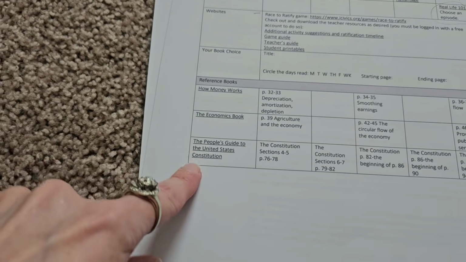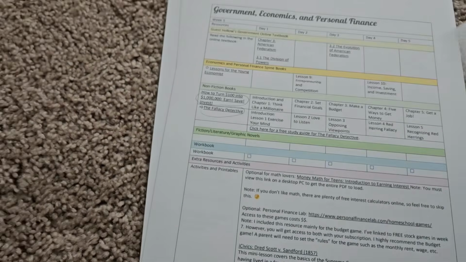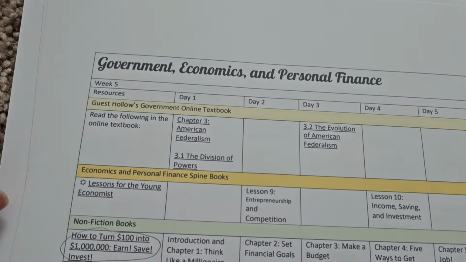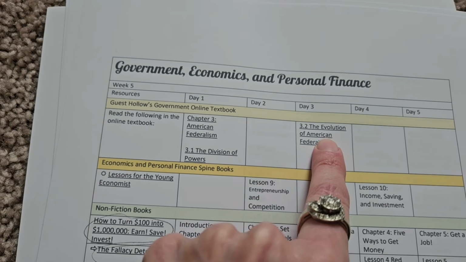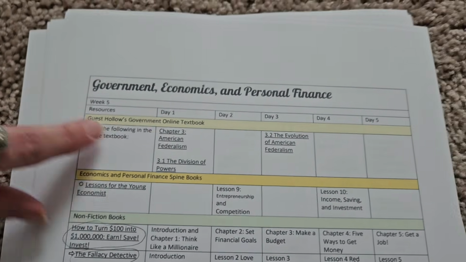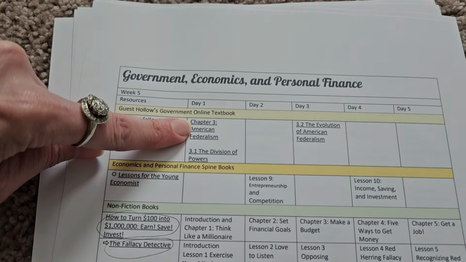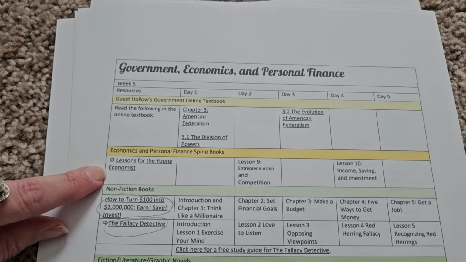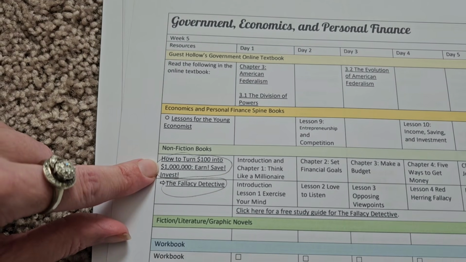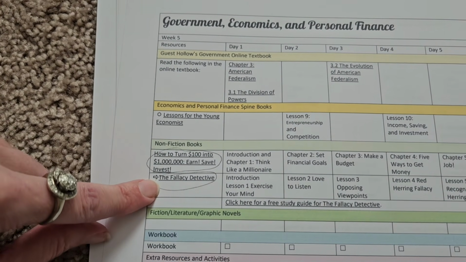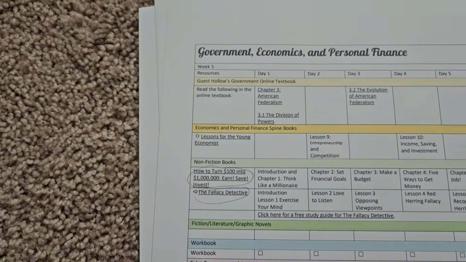So here's some more books which we did not purchase. This is week 5. You've got the main textbook to read. This one happens to have 3 sections. This is probably like a paragraph or 2, that little one. Here's the extra books. We did get this one, How to Turn 100 into 1,000. We did get the Fallacy Detective.